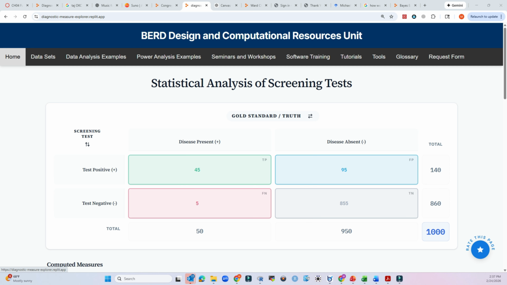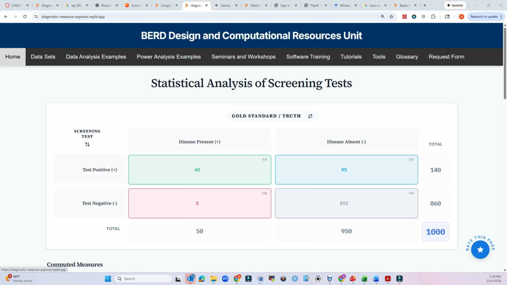Those represent true positives. For example, the 45 subjects that had the disease and tested positive for the disease, those are true positives. Then 5 subjects were disease positive but tested negative, so those were false negatives. They yielded a negative test result, but they actually had the disease.